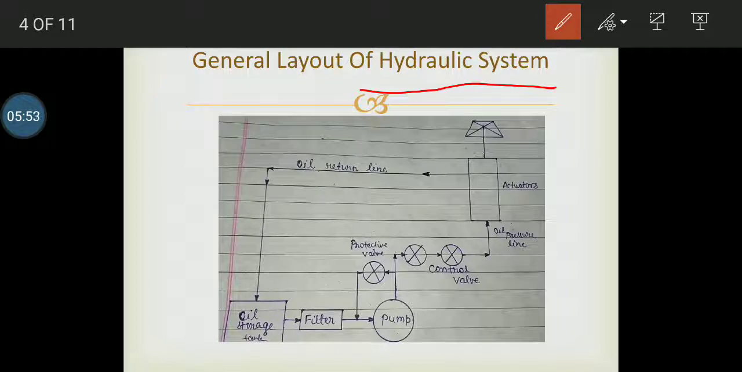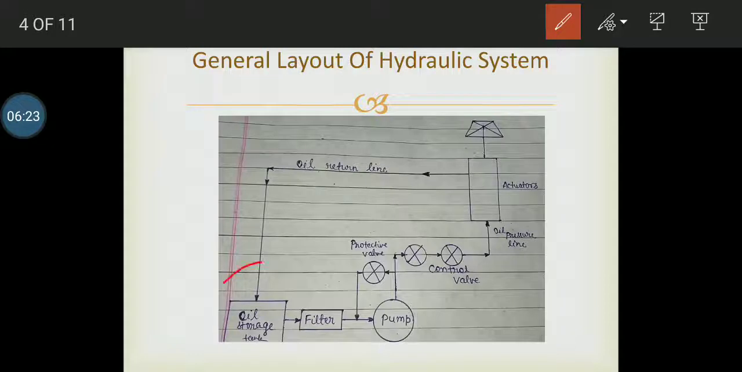Okay, mechanical work for lifting machines or getting any kind of a number of jobs. So these are related to the hydraulic system. For generating hydraulic pressure, we require a system. This is known as a hydraulic system, and there is a general layout of this system which we are going to learn in this slide. So the general layout of a hydraulic system is related to the image which is shown on the screen.